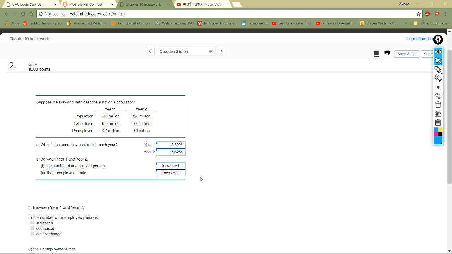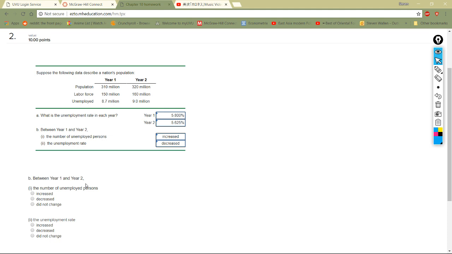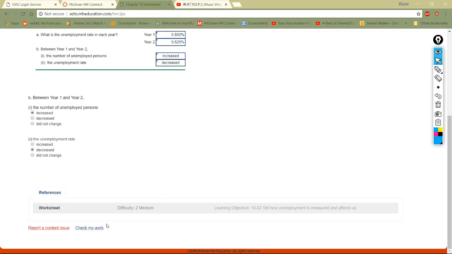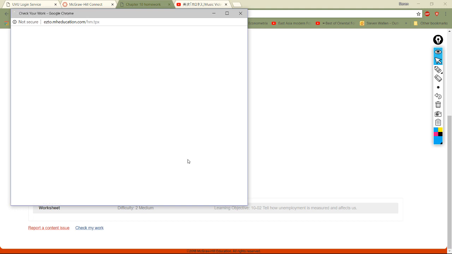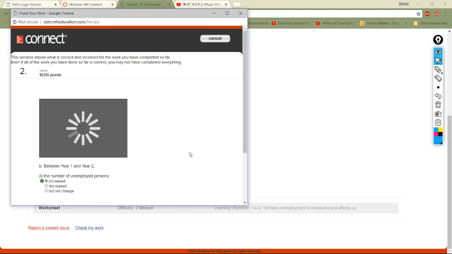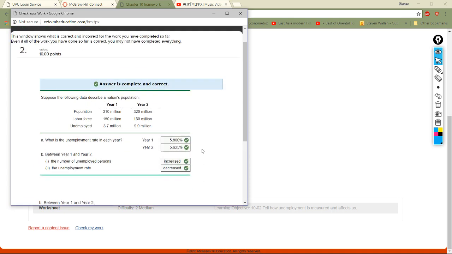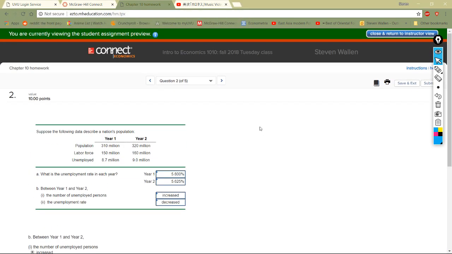Does that make sense for everyone? So even though the total number of unemployed increased, went from 8.7 to 9 million, we had a lot more people here, so the rate actually went down. The number of unemployed persons, we just did that, so this should be easy. Number of unemployed persons increased. The unemployment rate decreased. They want to really make sure you know what you did here, because it's the exact same thing. Check my work. All green. Perfect. All right, let's move on, shall we?